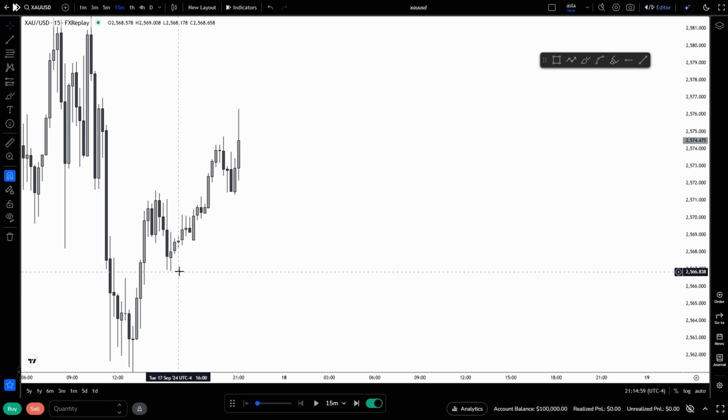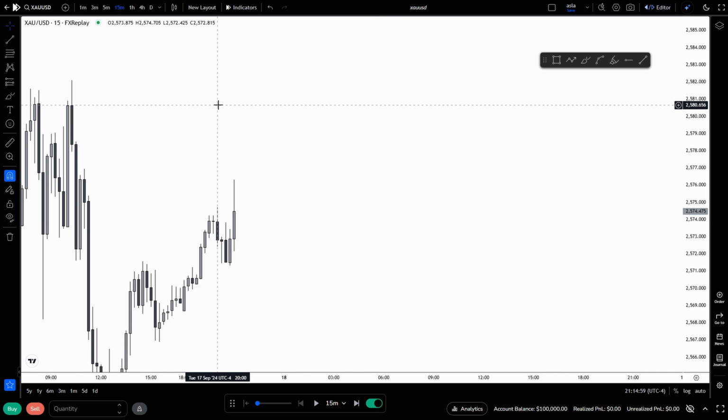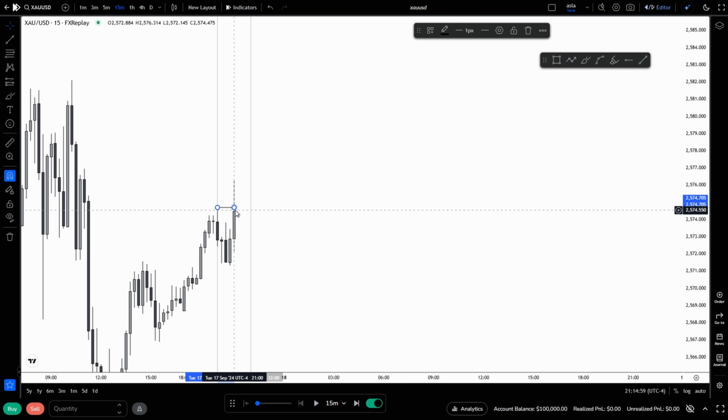Here is the 15-minute chart of gold from September 17th. And just like before, the first thing we've done is mark out our time window and identify the nearby liquidity levels, because that gives us the overall context of what price is likely to do now.